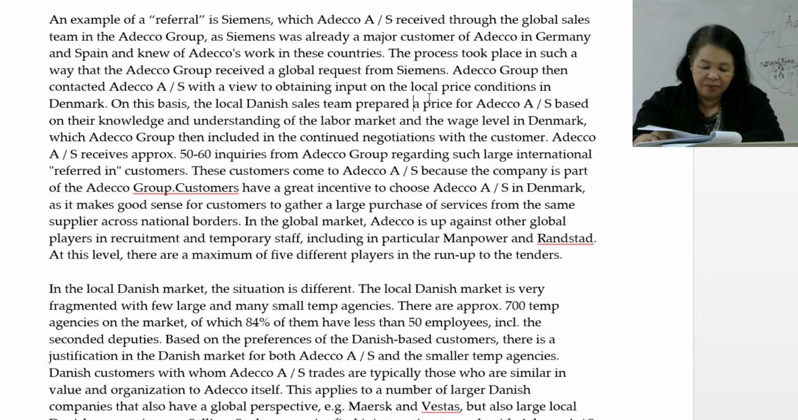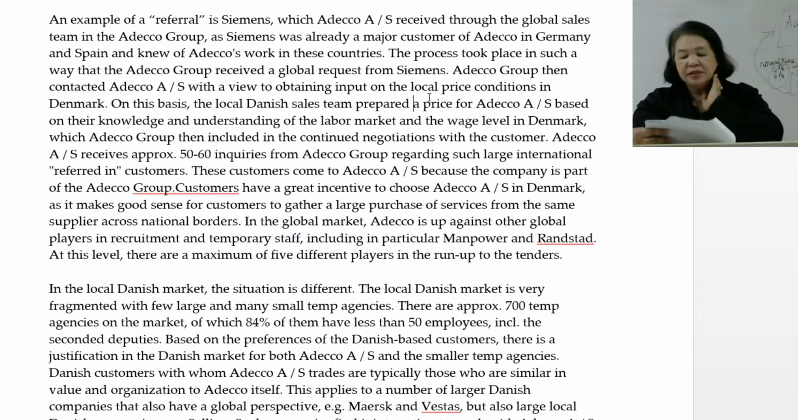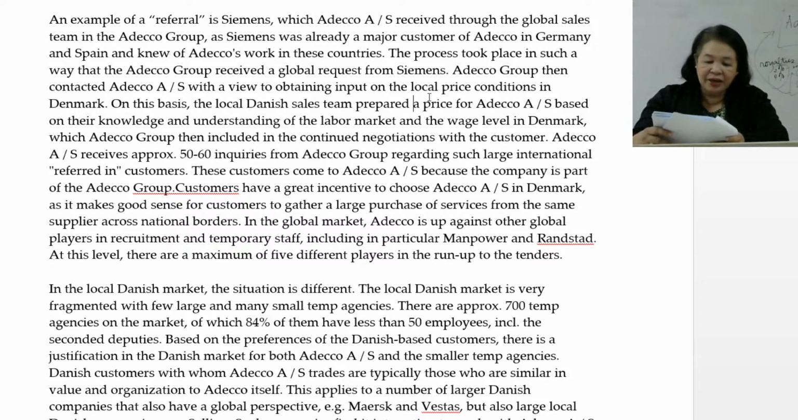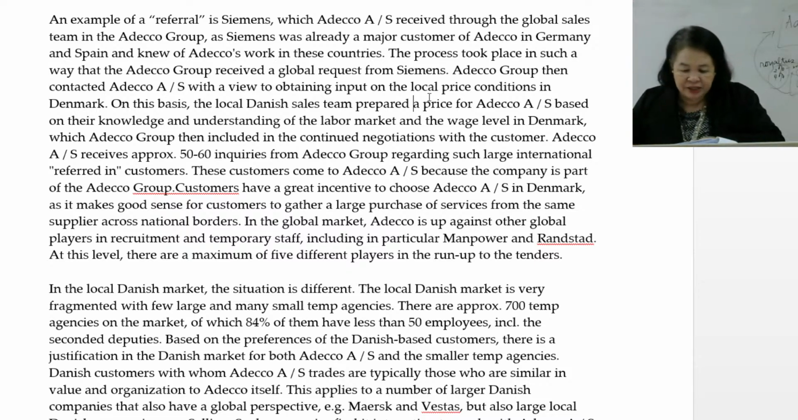Adecco AS in Denmark, as it makes good sense for customers to gather a large purchase of services from the same supplier across national borders. So in the global market, Adecco is up against other global players in recruiting and temporary staff.